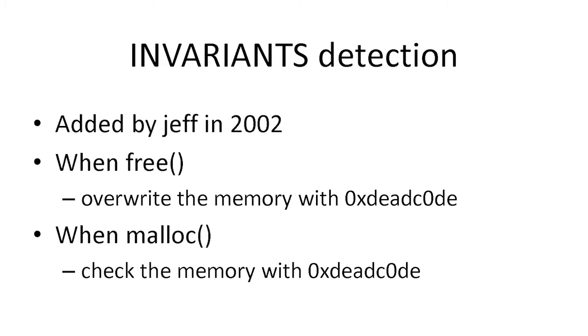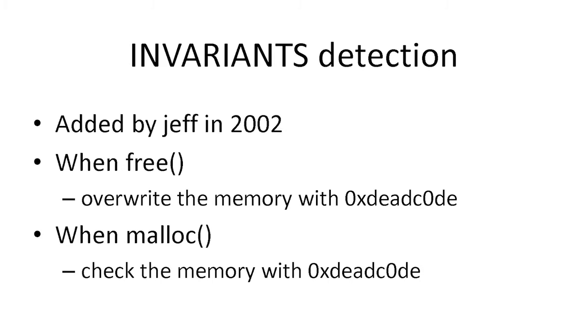As you know, INVARIANTS is a kind of assertion, such as KASSERT, added in the kernel to detect error conditions. The part about malloc and free was added by Jeff in 2002.